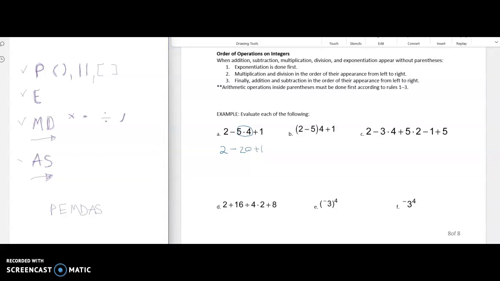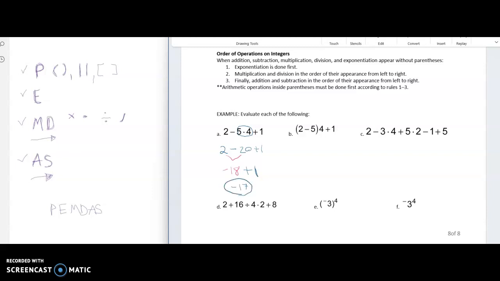So now I'm going to do addition and subtraction from left to right. First I see 2 minus 20, which is negative 18. And then we'll do plus 1. Negative 18 plus 1 is negative 17.